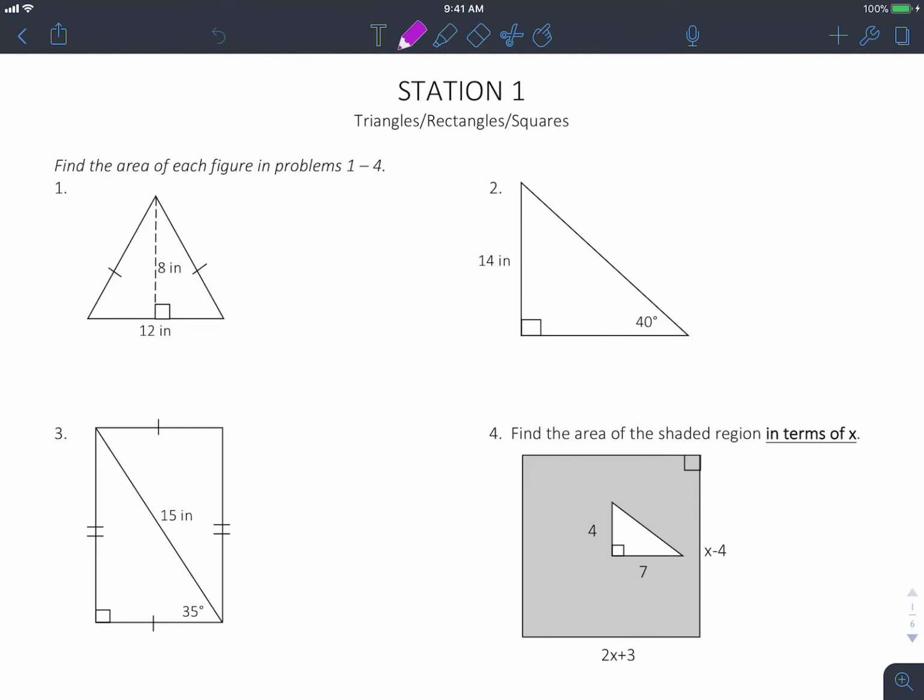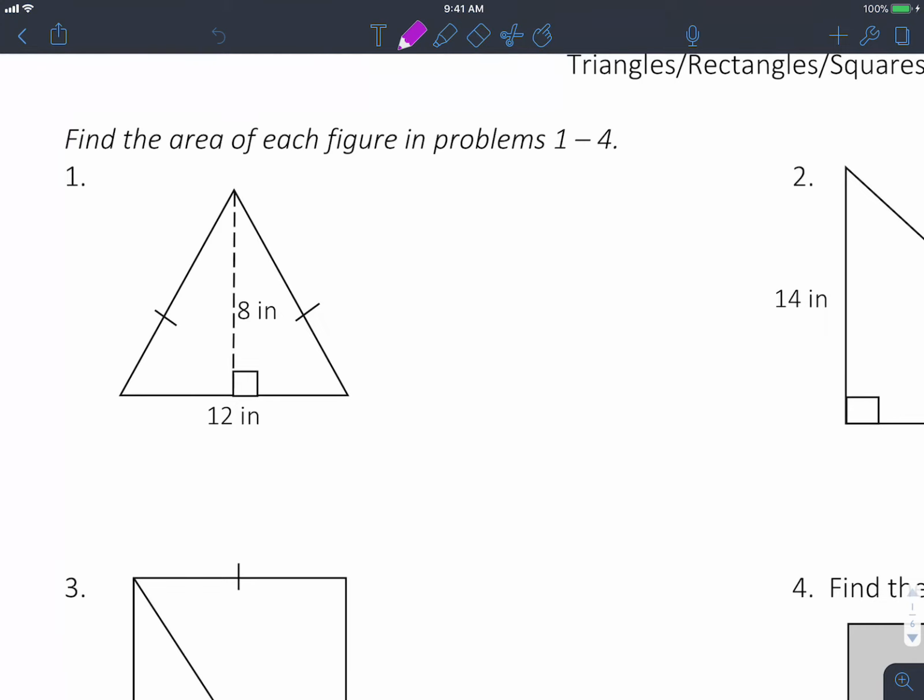Alright, so number 1, we are doing the area of our triangle. So area of a triangle is going to be 1/2 base times height. 12 is our base, 8 is our height. So we're going to get 1/2 times 12 times 8, and our area is going to come out to be 48.